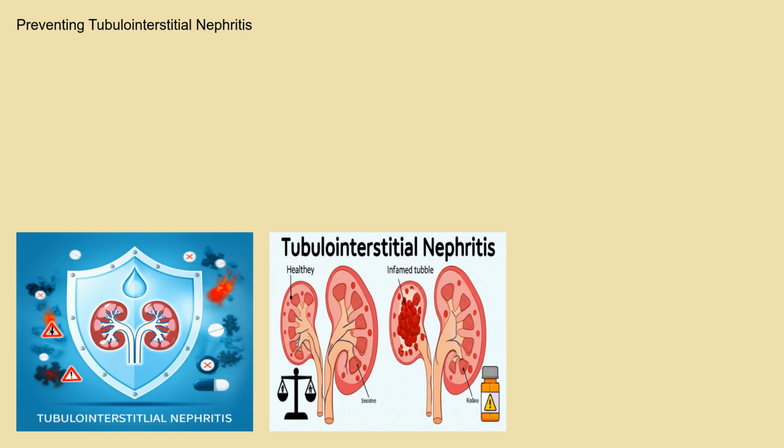Preventing tubulointerstitial nephritis involves avoiding or minimizing exposure to known risk factors. This includes using medications judiciously and only when necessary, informing your doctor about all medications you are taking, including over-the-counter drugs and supplements. For individuals with autoimmune diseases, careful management of the underlying condition can help reduce the risk of kidney involvement. Staying hydrated and avoiding exposure to nephrotoxic substances can also help protect kidney function.